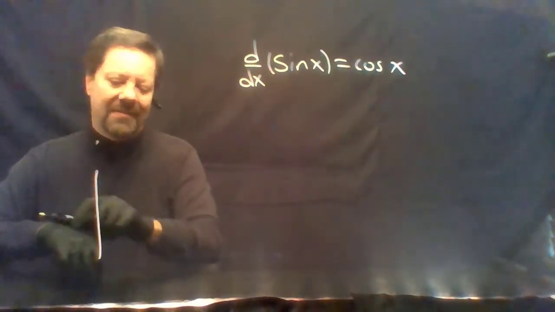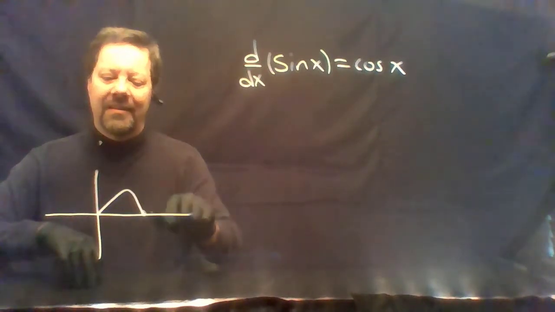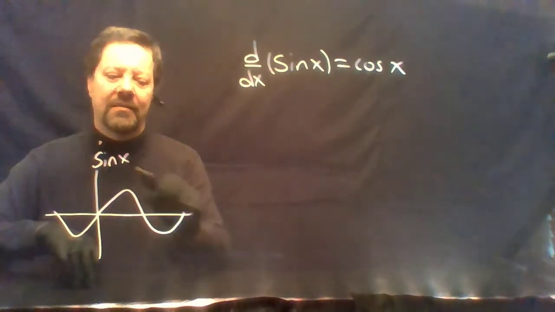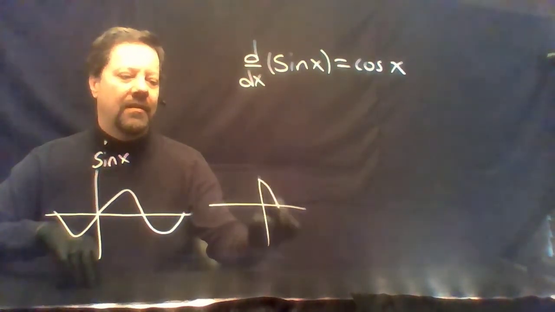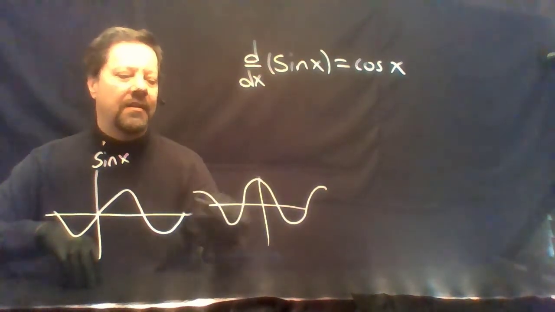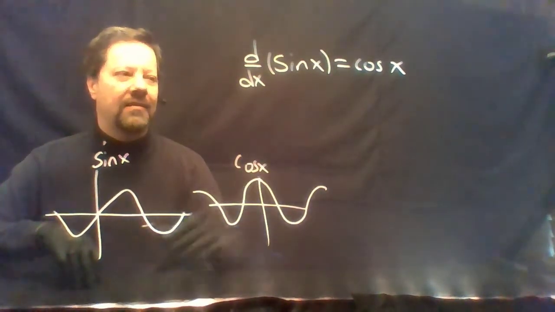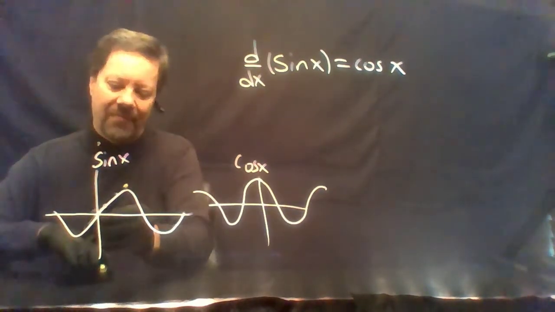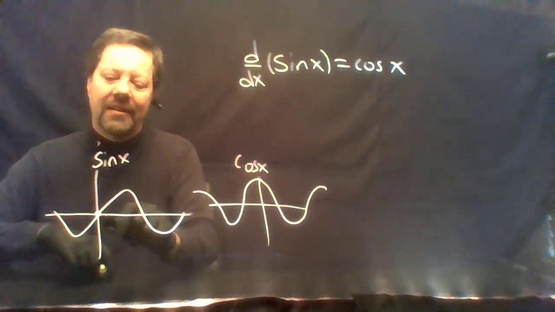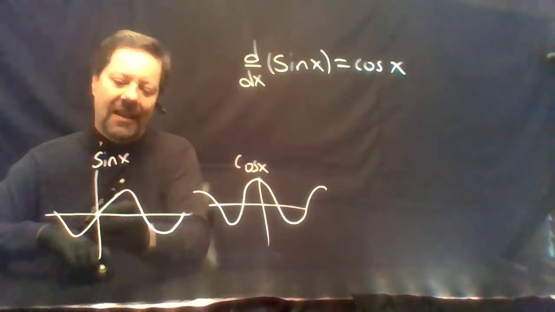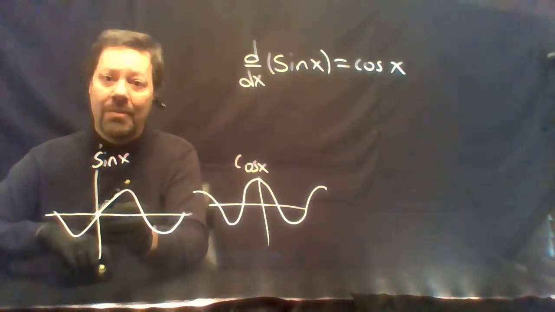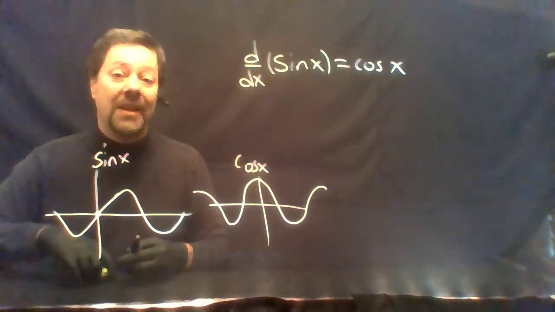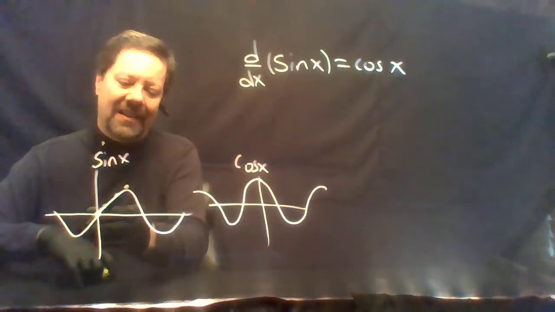Let's see if that makes sense. The sine function looks like this. The cosine function looks like this. Let's think about the slopes of the tangent line for the sine function. At x equals 0, the sine function takes off out of the origin at an angle of 45 degrees, a slope of 1. The cosine function has a value of 1 at x equals 0. It gives you the slope of the tangent line at x equals 0.